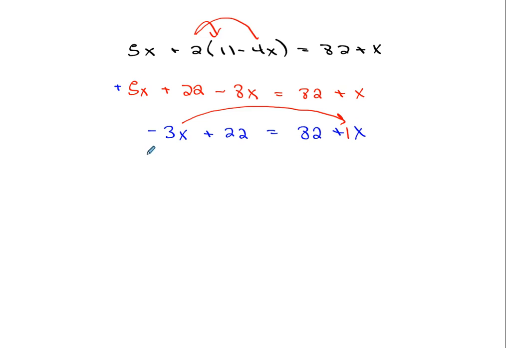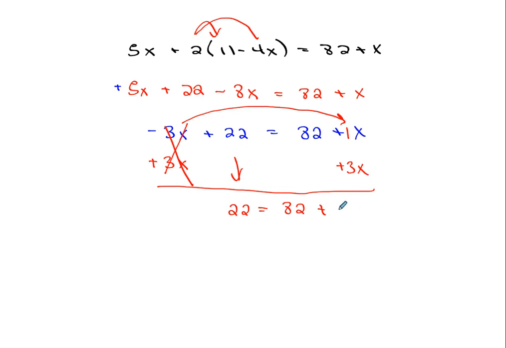How do you get rid of negative 3x? The opposite would be to add 3x. Add 3x to the left, add 3x to the right. Your x's go away, leaving you with 22 equals 82 plus 1x and 3x is 4x.